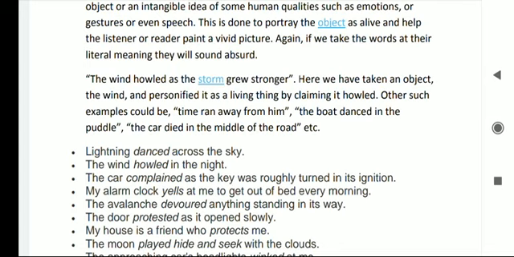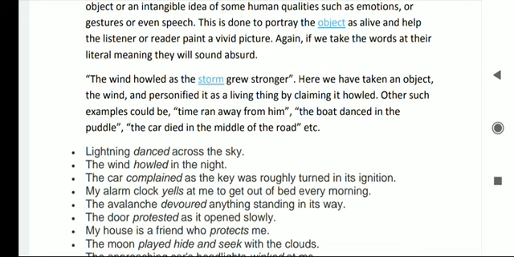The wind howled in the night. The car complained as the key was roughly turned in its ignition. My alarm clock yells at me to get out of bed every morning.